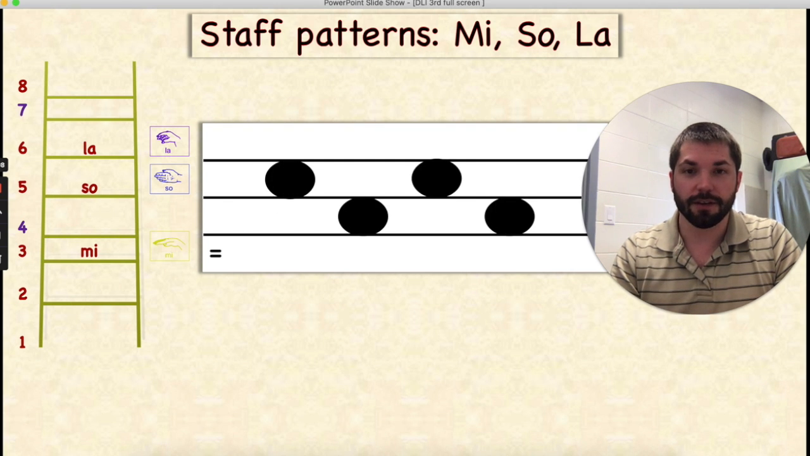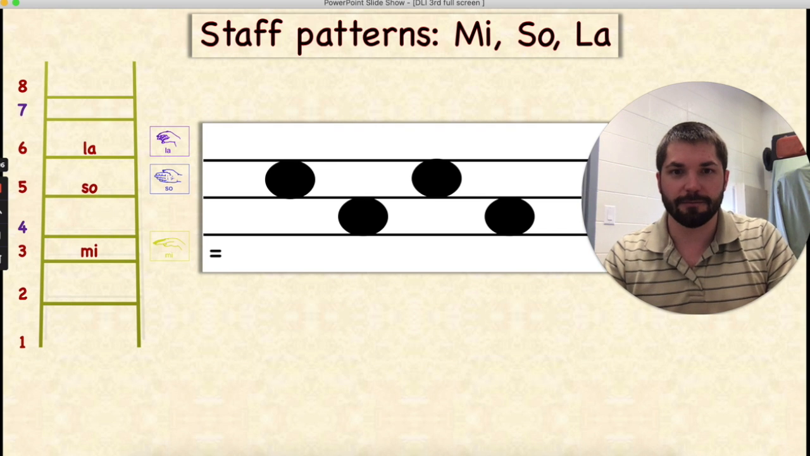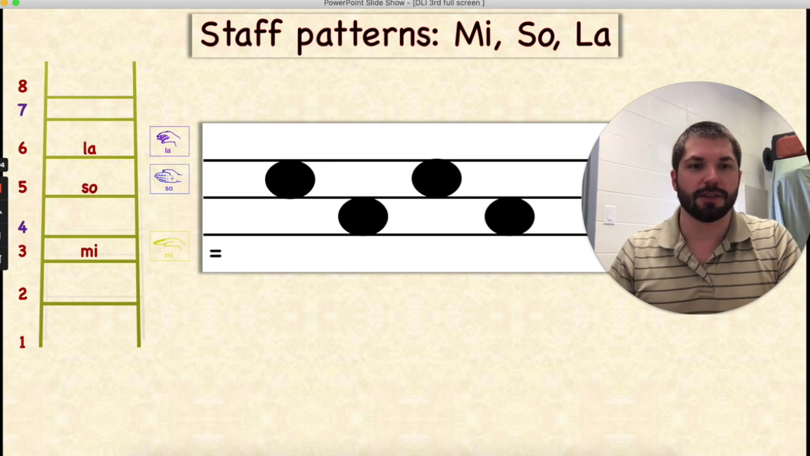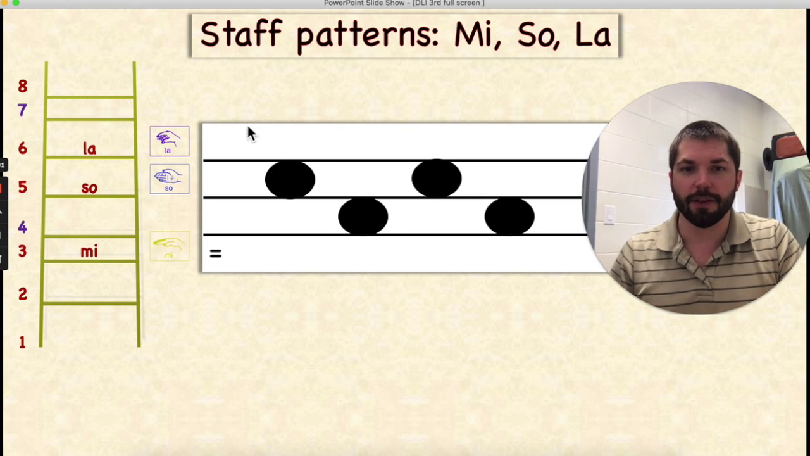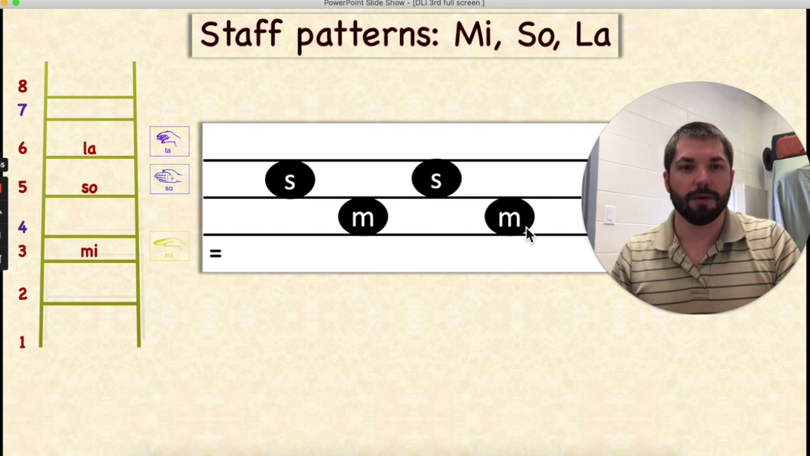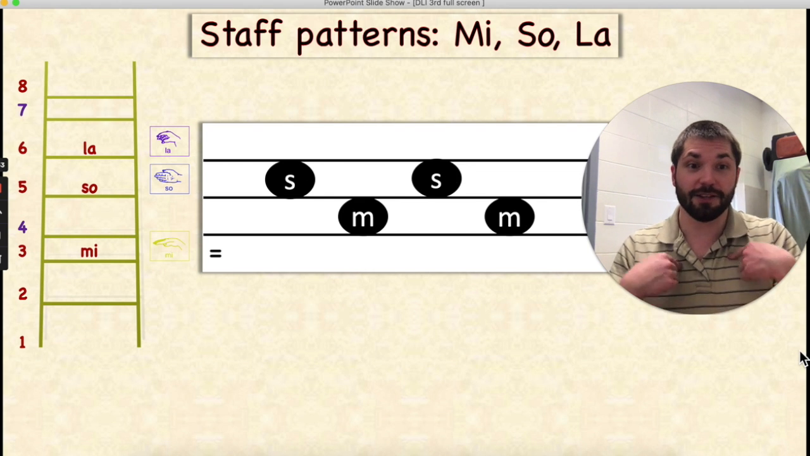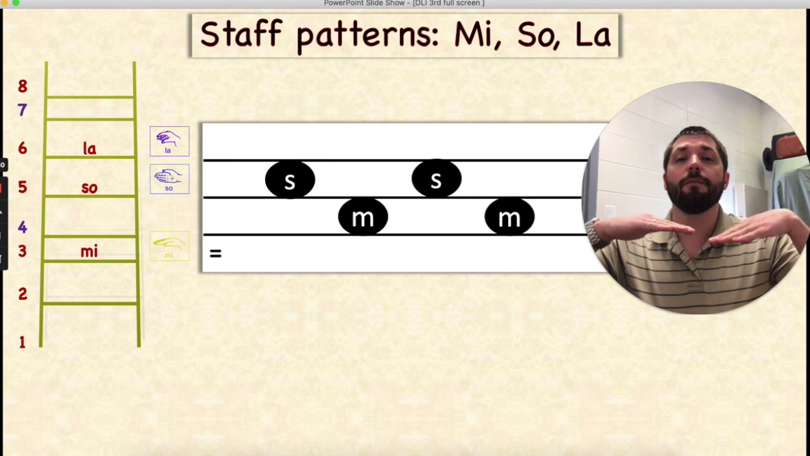So here's a pattern. What pattern is this? Do you remember how to read that? Let's see if you can just say it. Don't have to sing it yet. What pattern do we have on the board here? Go ahead. Did you get so, me? Now let's sing it. My turn, then your turn. So, me.